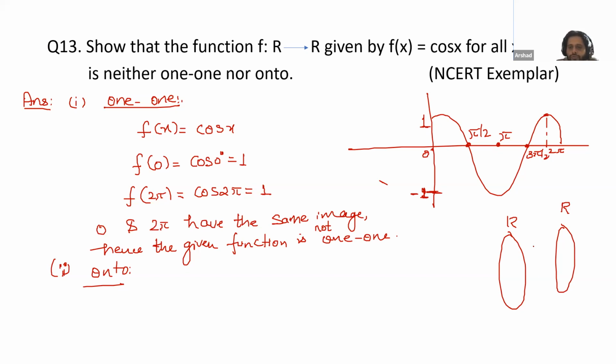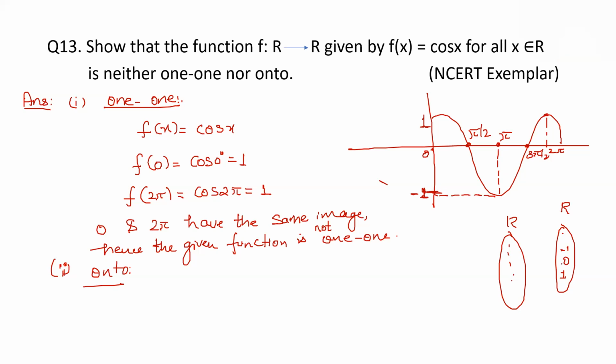Now, this is a function from R to R. Here you can put any angle, it's fine. In the real numbers, you will just get the values from -1 to 1, all the numbers from -1 to 1. If you take the angle pi, from the graph only you can check, then you will get -1.